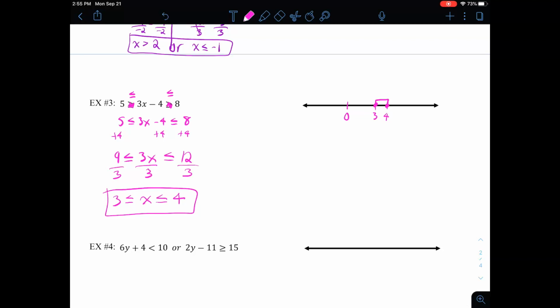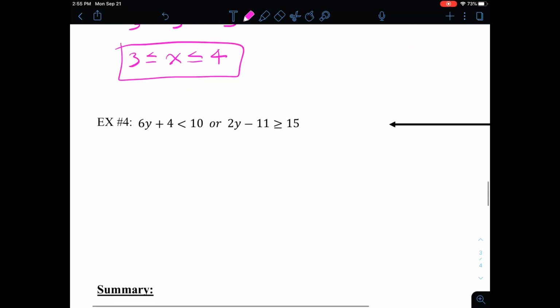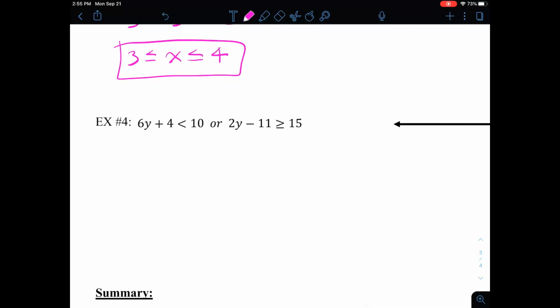Okay. Last one. We have example 4. We got 6y plus 4 is less than 10, or 2y minus 11 is greater than or equal to 15. We're going to solve these separately and put "or" at the end. Keep the "or" where it is. What's the first step with the one on the left here? We're going to subtract 4. 6y is less than 6. Next step, divide by 6. So y is less than 1.